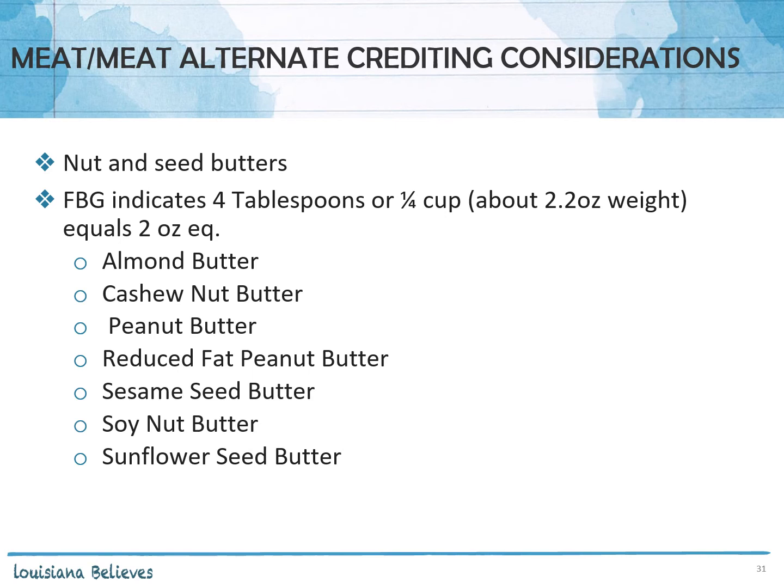As indicated in the food buying guide, a serving of 4 tablespoons equals about 2.2 ounce weight of peanut butter, which equals a 2 ounce equivalent of meat alternate. A number 30 scoop of peanut butter equals 1 ounce volume of meat alternate. A number 16 scoop of peanut butter equals a 2 ounce volume and meets the meat alternate requirement for grades 9 to 12.